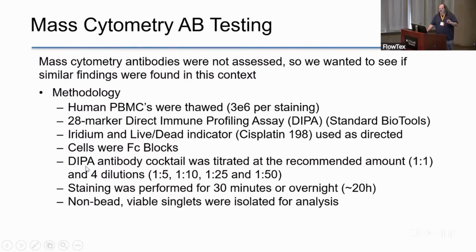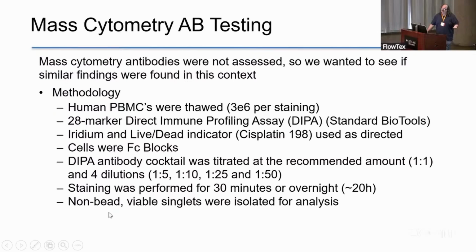And then I took the DIPA, or Deep Immune Profiling Assay kit, and essentially I would do as indicated, which would be a 1-to-1 dilution. And then I did 1 to 5, 1 to 10, 1 to 25, and then 1 to 50. And then I did it at 30 minutes, and I also did it at overnight, which actually ended up being around 20 hours.